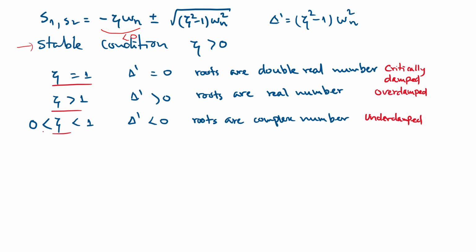For values of zeta from 0 to 1, delta prime is negative, so the roots, or poles, are complex numbers, and in this case we call the system underdamped. And for the underdamped case, the formulation is like this.